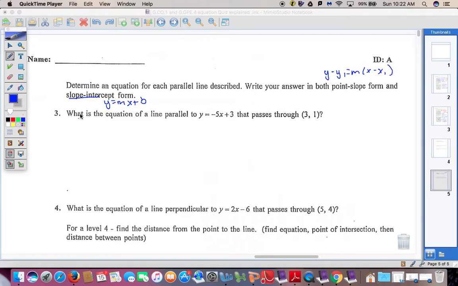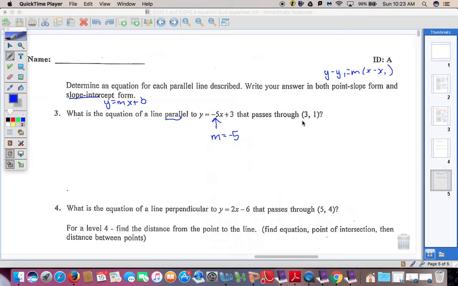So let's look at this question. What is the equation of a line parallel to y equals negative 5x plus 3 that passes through the point 3, 1? When we're looking for an equation of a line that's parallel, you have to know that your slopes are going to be the same. So my slope here is negative 5. So the slope of a line that's parallel to this will also have a slope of negative 5.